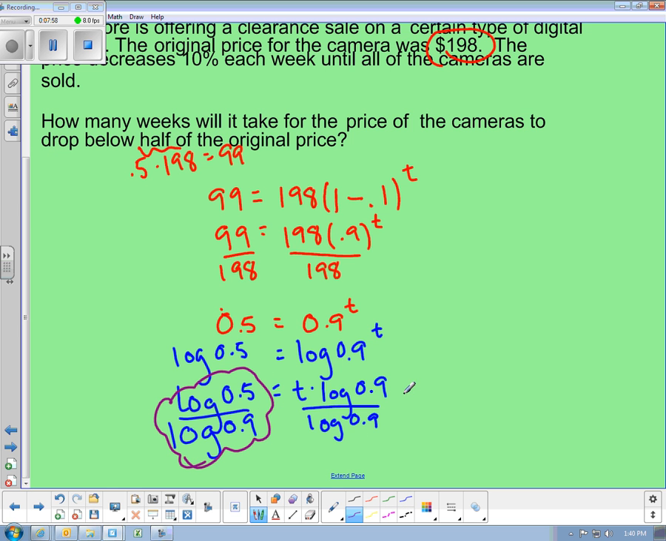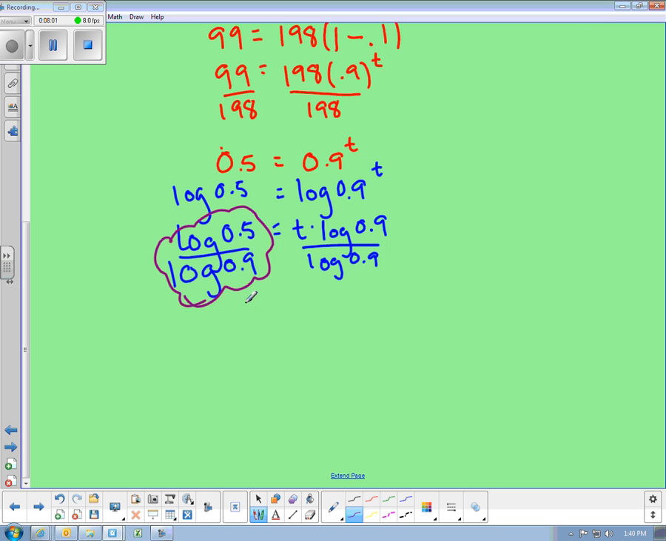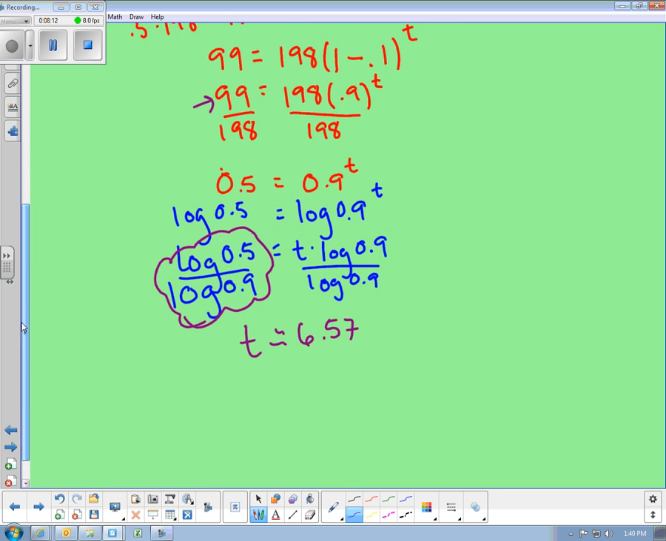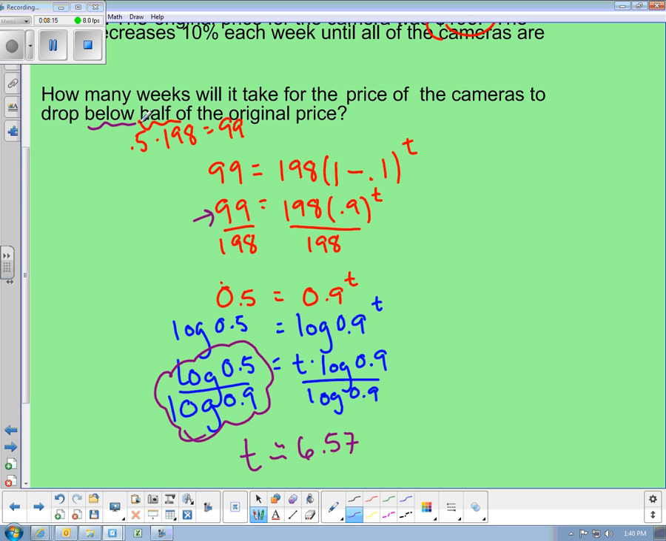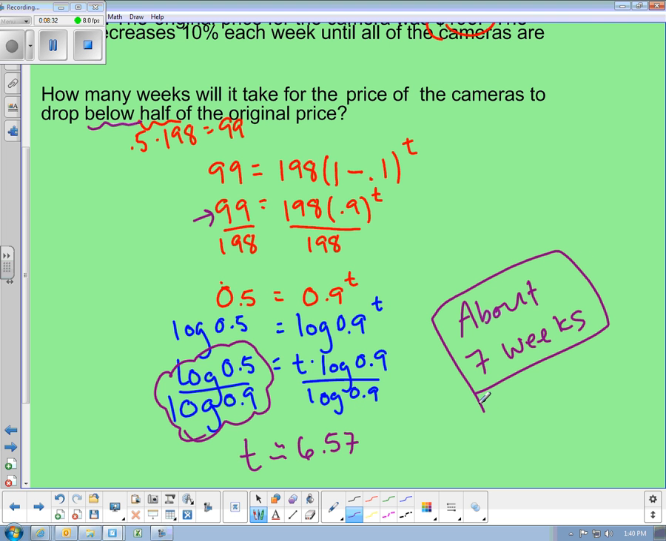So this is what you need to plug into your calculator. The log of 0.5 divided by the log of 0.9, and I end up with t is approximately 6.57 weeks. Now, that's how long it's going to take for us to get to half. We wanted to know how long it would take to get to below half, so I need to go a little bit beyond that because that's going to take me below the halfway mark. If I stop at the 6, I'm not quite to the halfway mark. I need to go beyond that. So I would say in this case it's about 7 weeks. And there we have it.